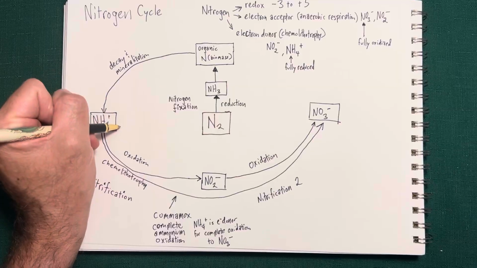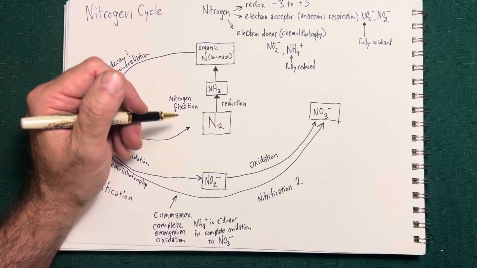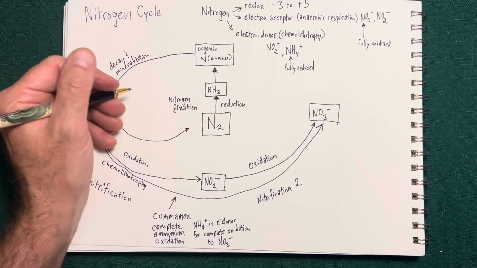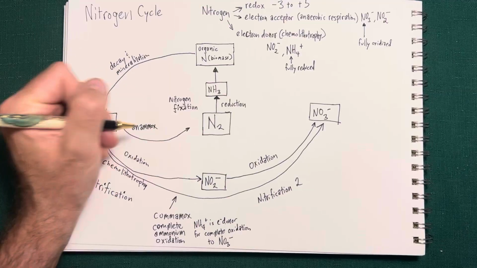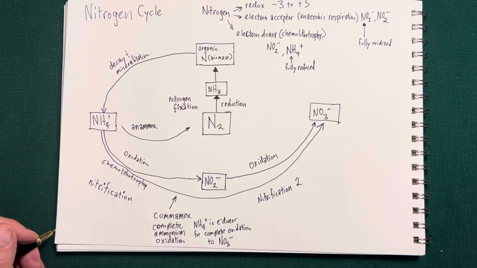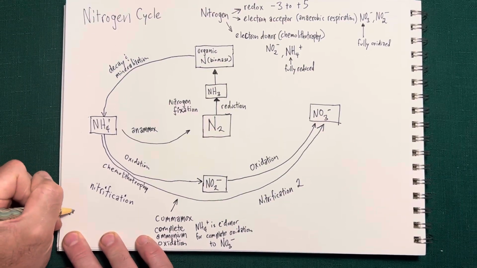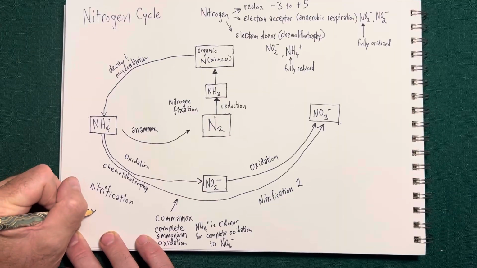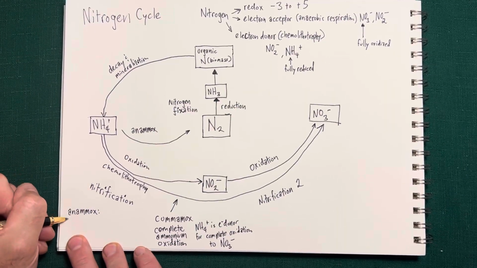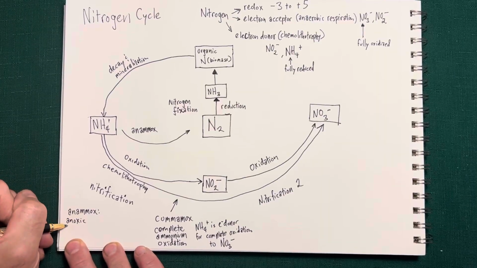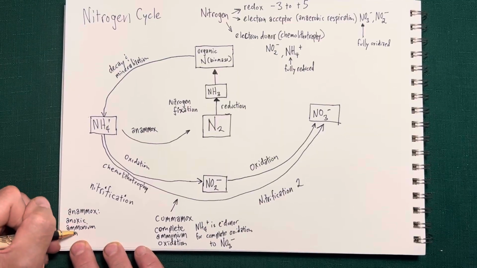Another pathway takes ammonium back to nitrogen gas. Typically it's done via nitrite, and this is called anammox. In anammox, let's put a note down here, anammox stands for anoxic ammonium oxidation.